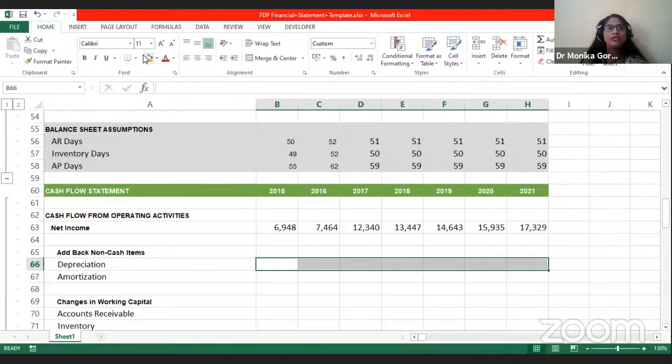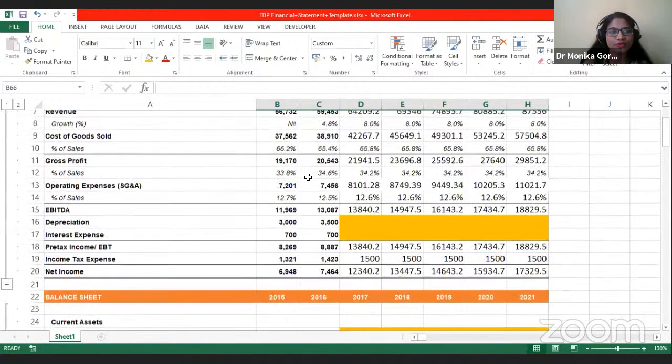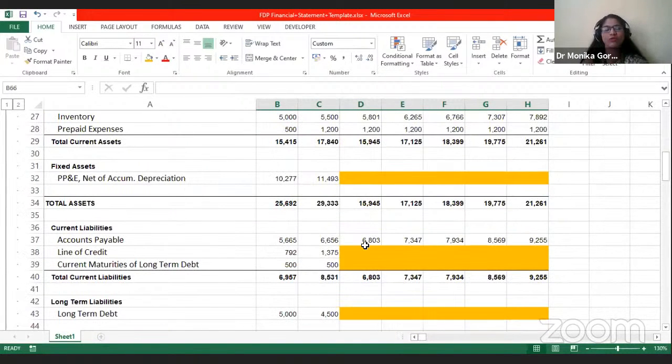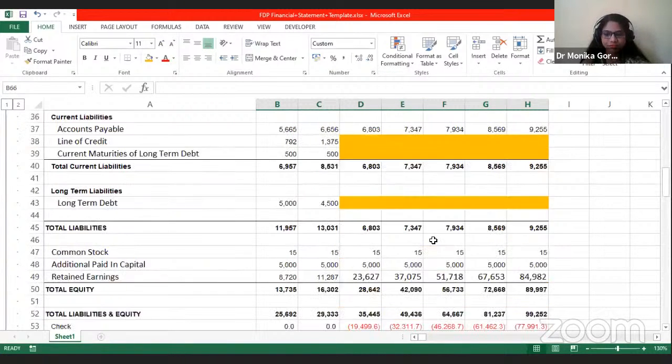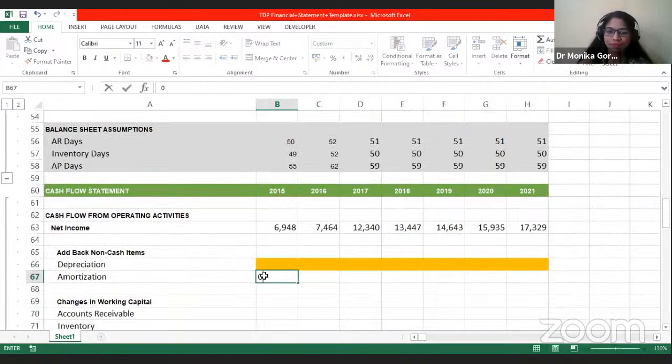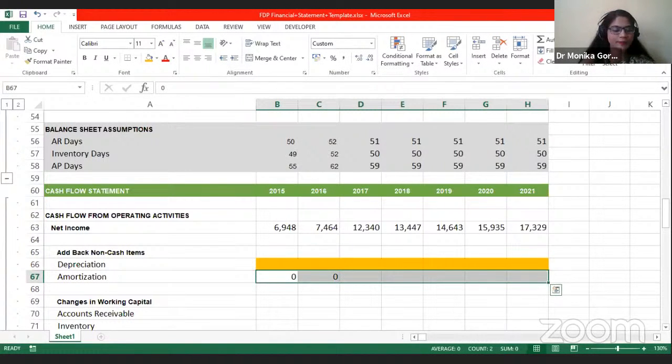But as of now, we don't have our depreciation because we are yet to calculate it. If you see here, we have kept it blank. We are yet to calculate our depreciation on the basis of our PPE schedule. Okay, let's move on. Amortization, we are going to keep it 0. Amortization is generally on the intangible assets.